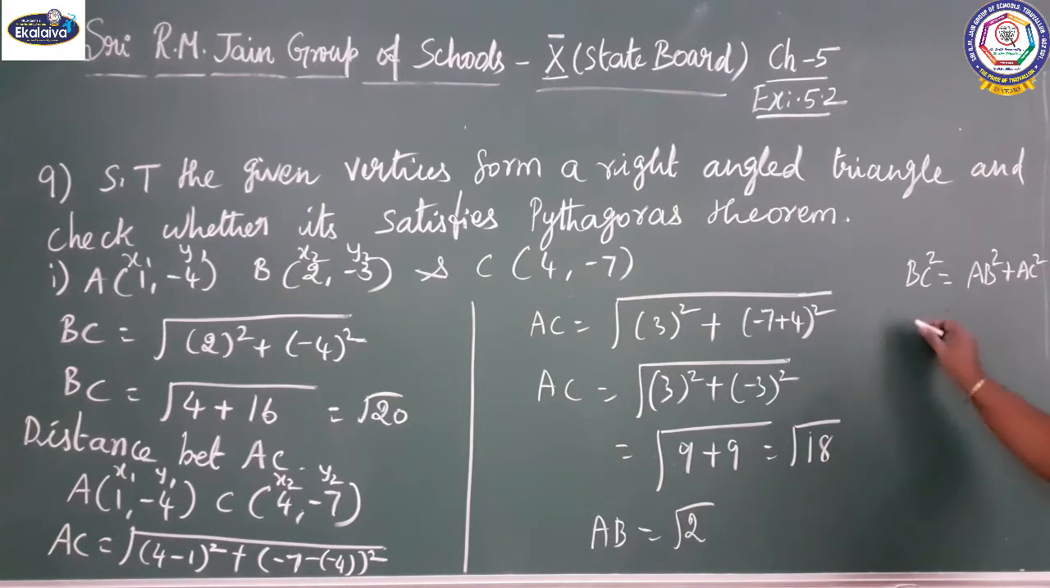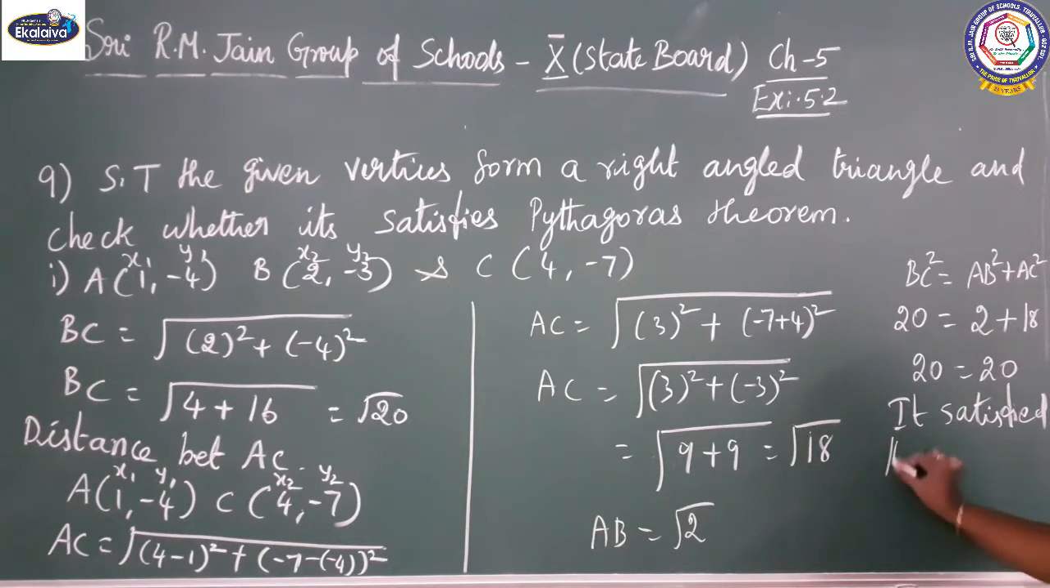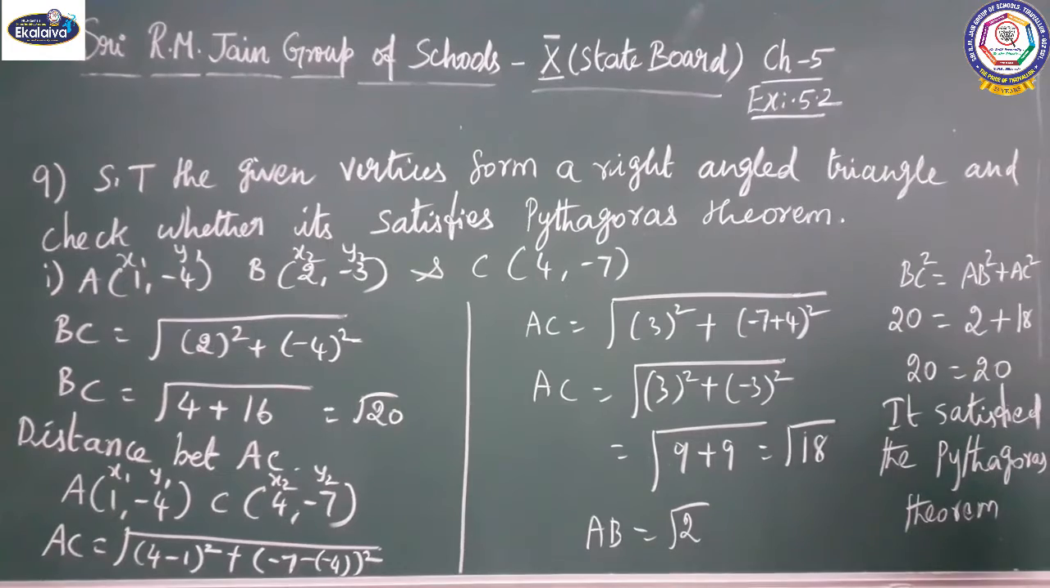So BC square is 20, equal to AB square, which is 2, because the root and square get cancelled, plus AC square, which is 18. So 20 equals 20. It satisfies the Pythagoras theorem. Is it clear, children?